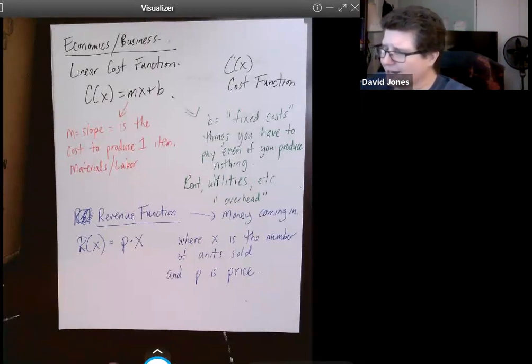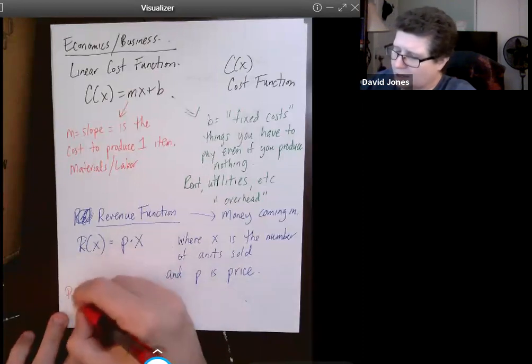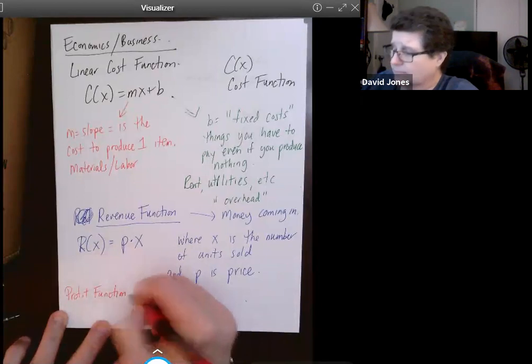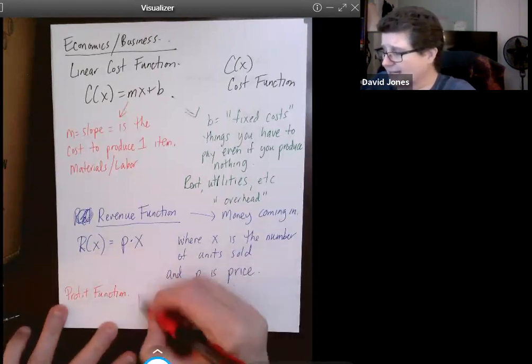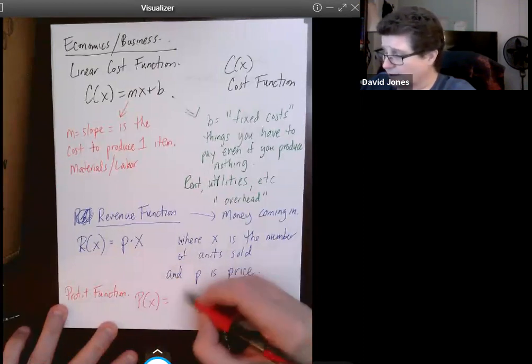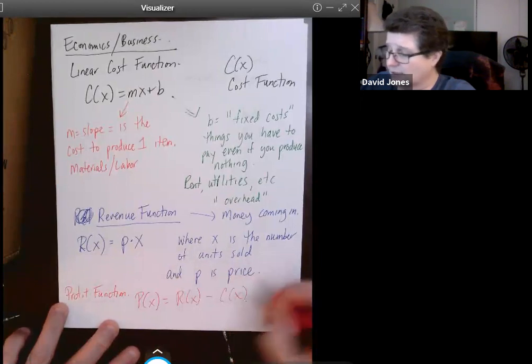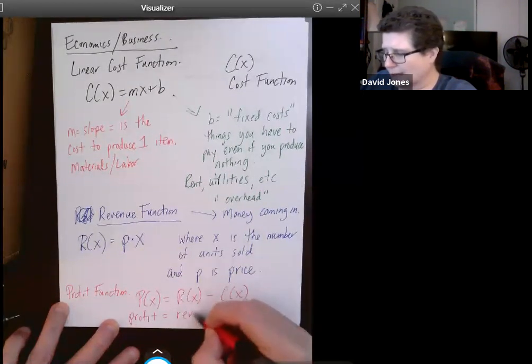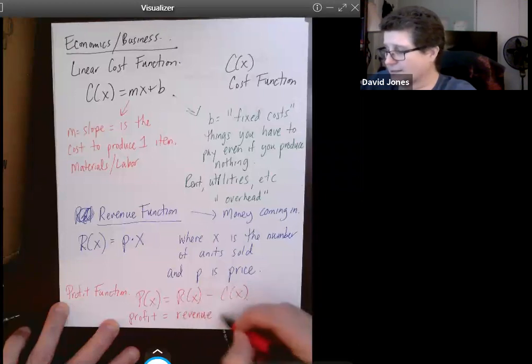And so we've got the cost function and the revenue function. What businesses care the most about, though, is the profit function. P of X is R of X minus C of X. Profit equals revenue minus cost.